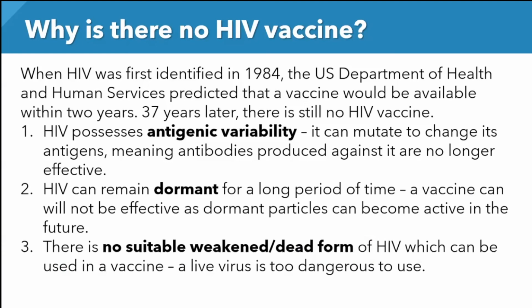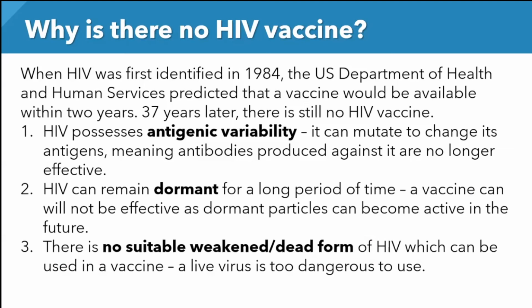HIV possesses antigenic variability. As we mentioned, that means that the glycoproteins, the antigens on the surface, can change. Antibodies are specific and complementary to a certain antigen. So if the antigen changes, the antibodies that were made for the old virus no longer work.